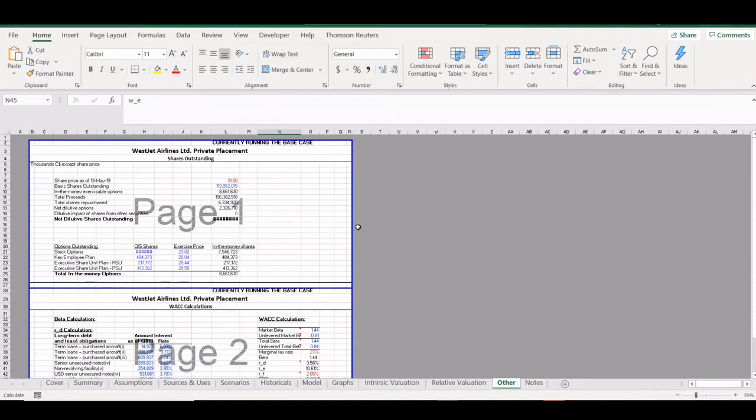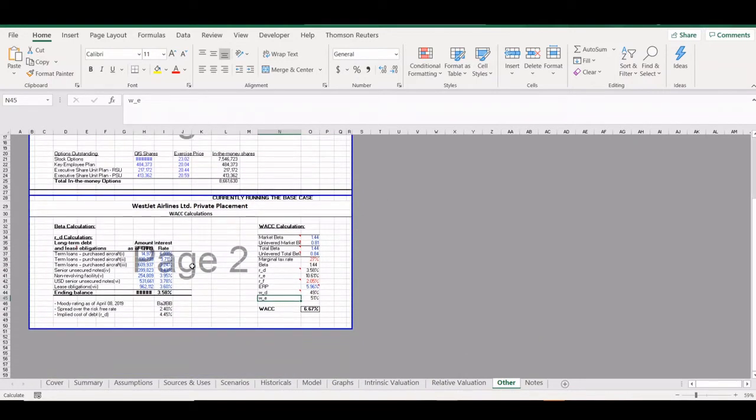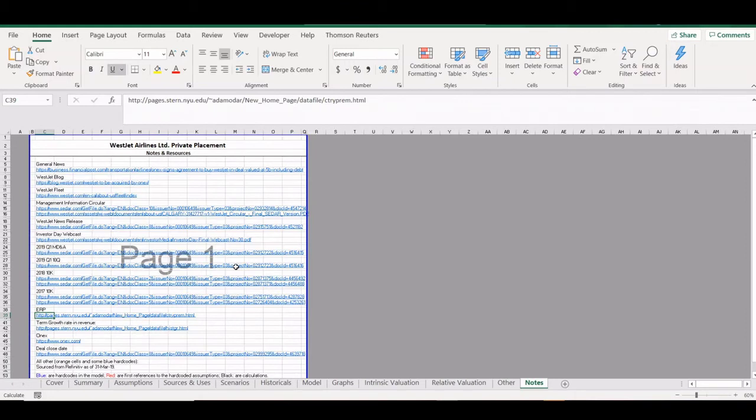Calculations of diluted shares outstanding and a methodology for weighted average cost of capital schedule calculations. And finally, notes and resources used in the model.